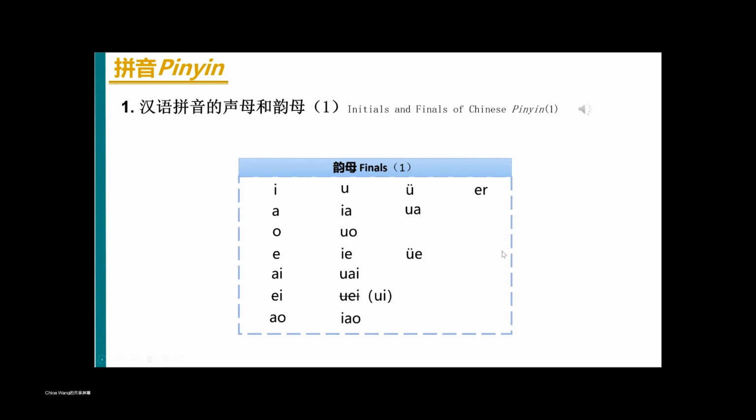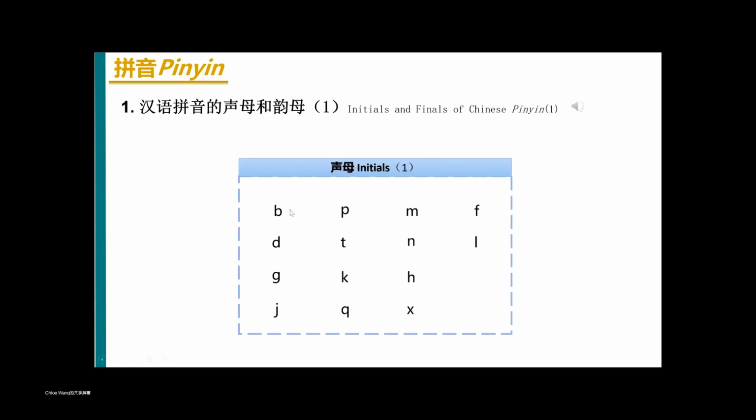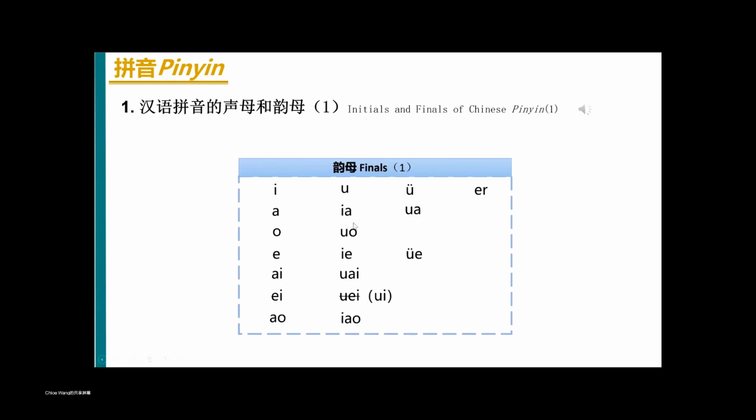Okay, so for 韵母, you can tell from this chart that 韵母 is more than 声母, right? And it might look more difficult than 声母, because in 声母, we only have the single alphabet here, while in 韵母, some of it is the combination of 2 or 3 single finals.